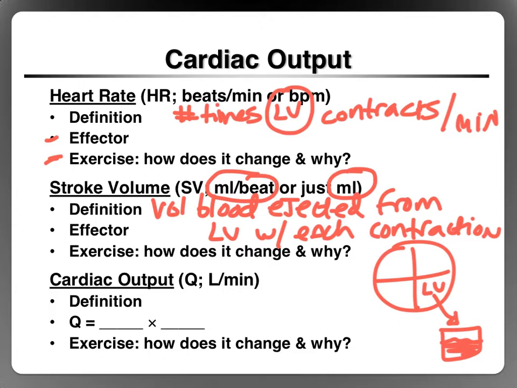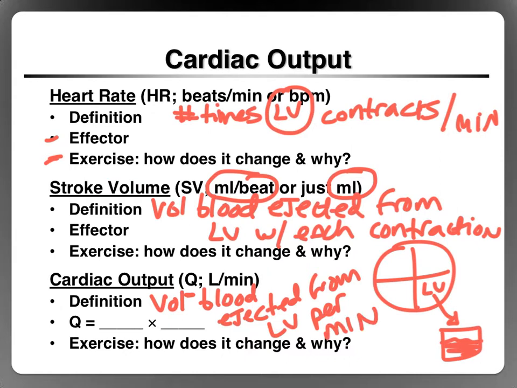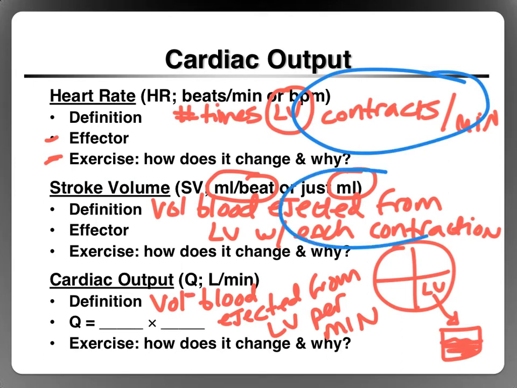The next term is cardiac output, which is often abbreviated Q. Sometimes you will see it abbreviated CO, and that's a problem because CO is also the same abbreviation as carbon monoxide. So I prefer to use the abbreviation Q. The cardiac output definition is the volume of blood ejected from the left ventricle per minute. So what we have here is the number of contractions per minute, the volume that comes out with each contraction, and then cardiac output is the volume that comes out per minute. The formula for cardiac output is heart rate times stroke volume.